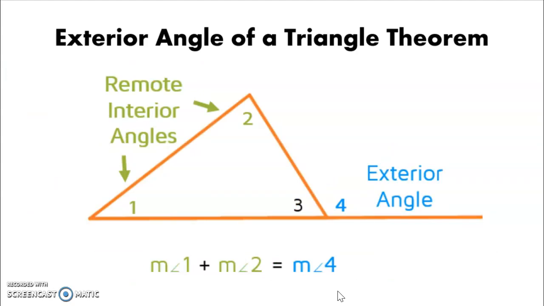This is the theorem for the exterior angle of any triangle. The measurement of the two remote interior angles, if they are added, will equal the measurement of the exterior angle. So in this diagram, the measure of angle 1 plus the measure of angle 2 equals the measure of angle 4.